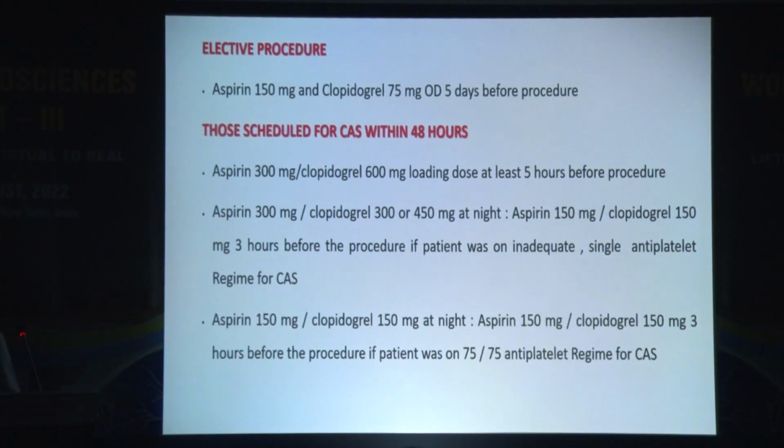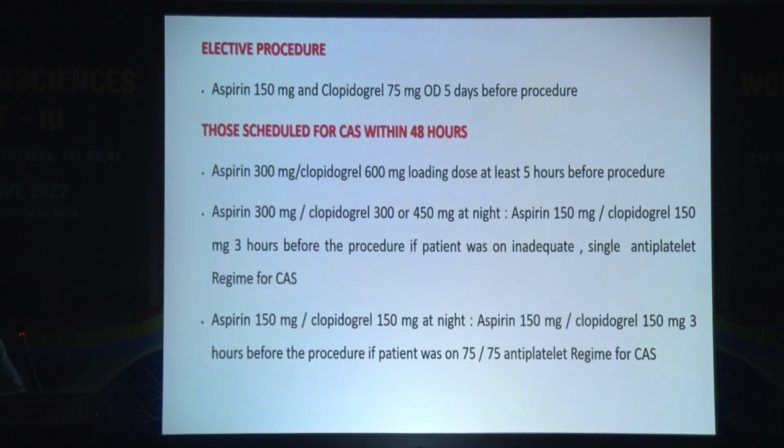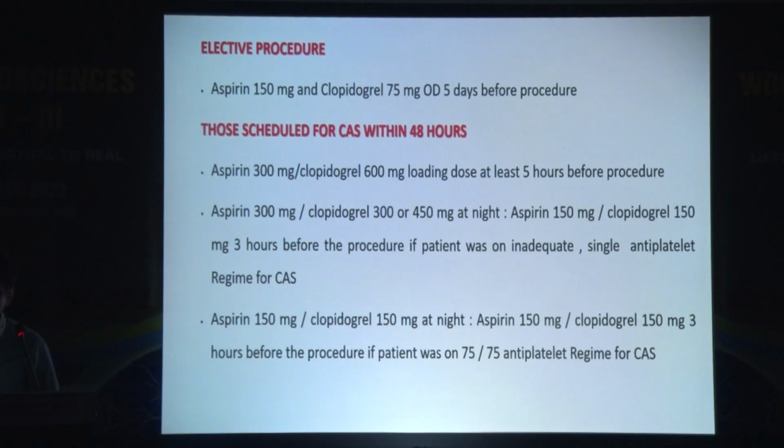This is something the fellows who join us struggle with, because every patient who comes for carotid stenting has not been loaded. Some patients will be just on aspirin 75 and they come for carotid stenting. So how do you load them? They are on aspirin 75 for 3 months. So what should be the regimen for those patients?